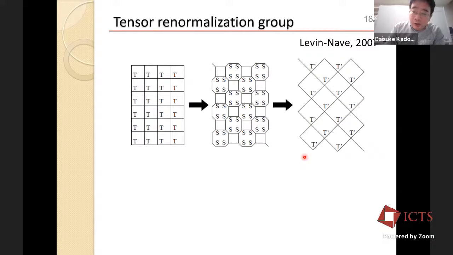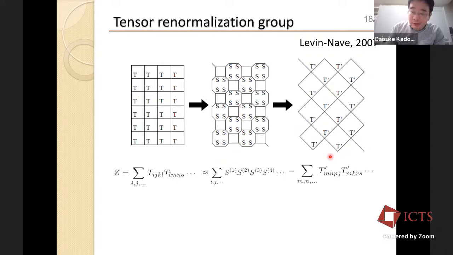Okay, so I summarize these two steps. Firstly, the tensor network is given like this, and T is decomposed into two S's. So the tensor network can be written in a network of S like this. And the renormalized tensor is given by 4 S's. So the network of S can be written in a network of T prime, which is a renormalized tensor.